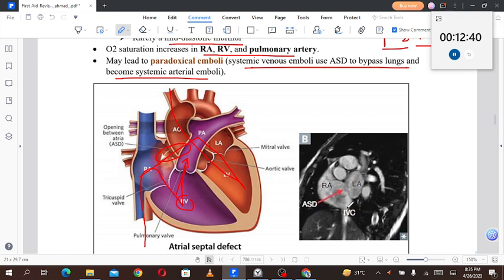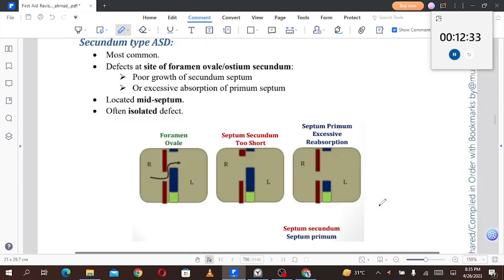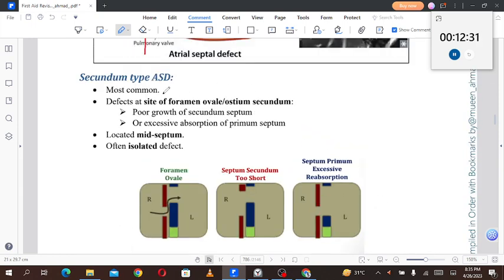So this is the right atrium. Okay, ASD is also evident over here. The left atrium is communicating directly with the right atrium. Okay, then we have secundum type of ASD, most common. Defects at the site of foramen ovale and ostium secundum, poor growth of septum secundum, or excessive absorption of the primary septum, located mid septum, and often isolated defect.